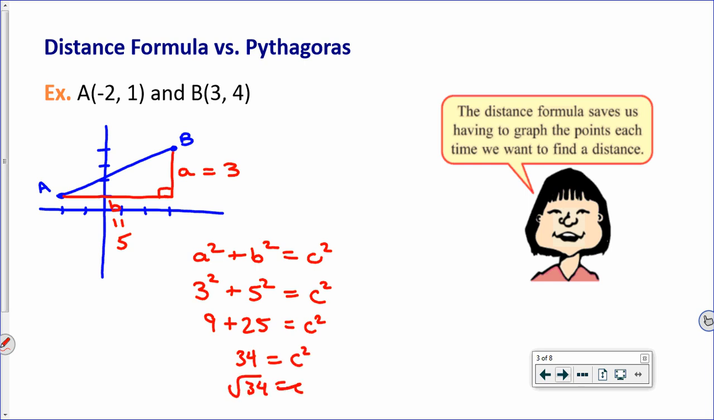So this method still works and is valid, but the distance formula saves us from having to draw a graph every time we want to find a distance, and that's especially helpful if we don't have a graph that's neat to use, or if the numbers are very big.